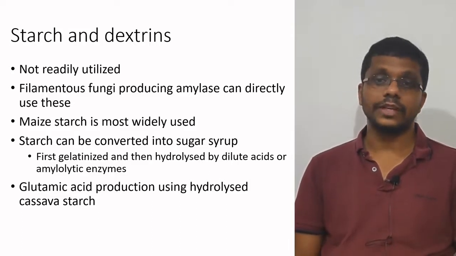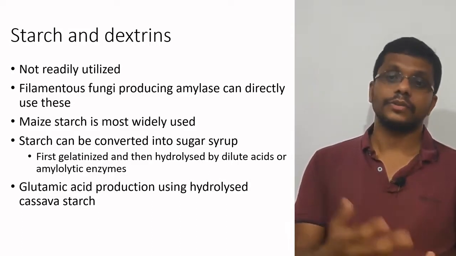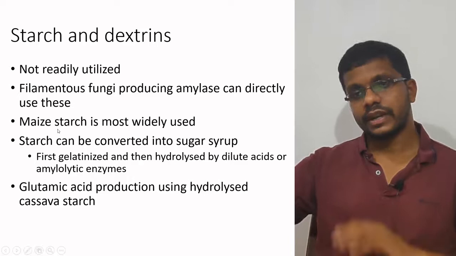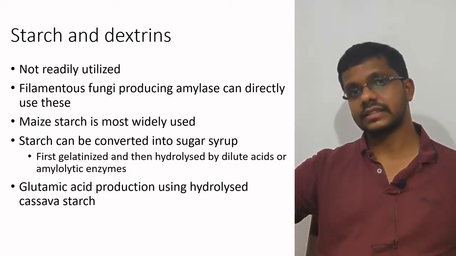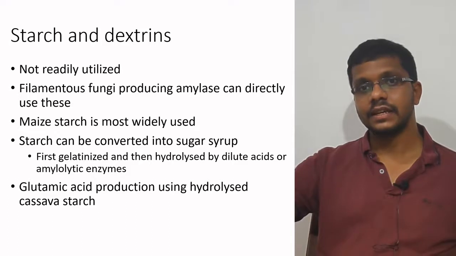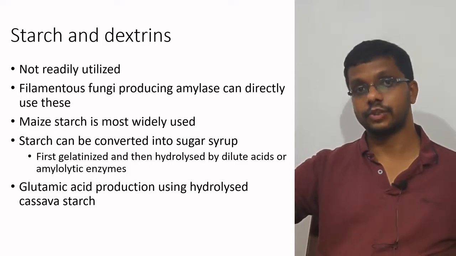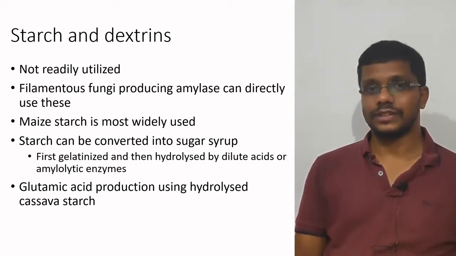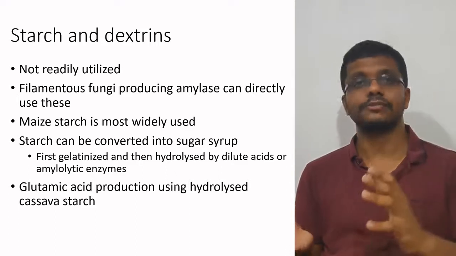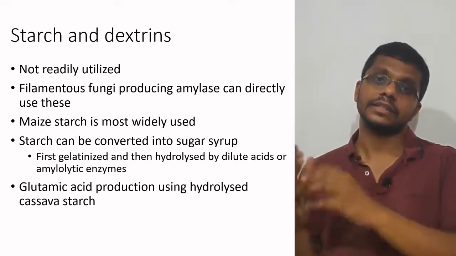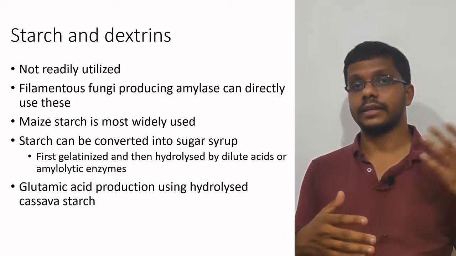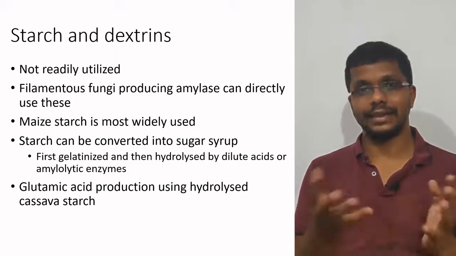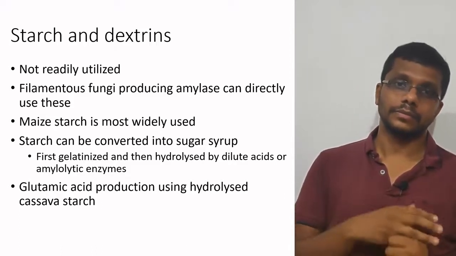It is widely used for the production of glutamic acid, and for the production of glutamic acid we use hydrolyzed cassava starch. When comparing starch with molasses, molasses basically contains monosaccharides and disaccharides. As it originates from the sugar industry, it must contain mostly sucrose. But starch basically contains polysaccharides. So starch will be better for the production of antibiotics by fungus, and molasses will be better for the production of primary metabolites like alcohol, organic acids, or biomass.